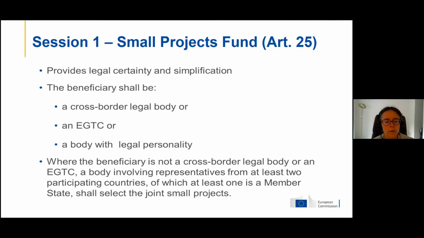And this third option was introduced at the request of some of the member states. So this body with legal personality is a purely national organization on one side of the border. And in order to avoid that small projects don't have a cross-border effect, there is a condition tied to this option in Article 25, which says that where the beneficiary is not a cross-border legal body or an EGTC, a body involving representatives from at least 2 participating countries, of which at least 1 is a member state, shall select the joint small projects.